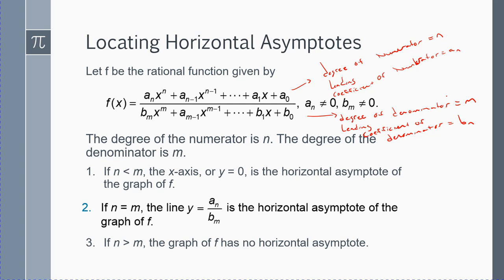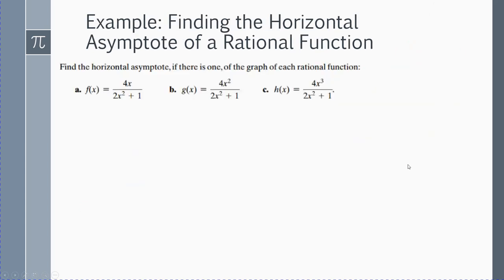So here's what you do. You look at the degrees. If the degree of the numerator is less than the degree of the denominator, the x-axis is the horizontal asymptote. If the degrees of the numerator and denominator are the same, the horizontal asymptote is y equal to the ratio of the leading coefficients. And if the degree of the numerator is greater than the degree of the denominator, the graph has no horizontal asymptotes. I know it's a little confusing. Don't stress. We'll show you an example of each so you can see it.